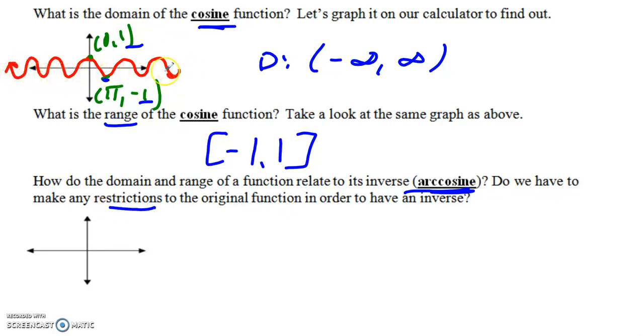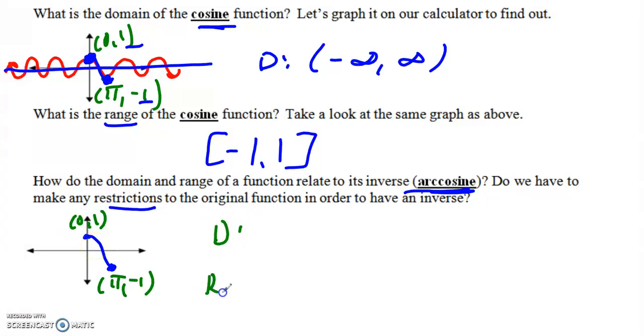Well, does this pass the vertical line test? No, it does not. So mathematicians, again, artificially decided to restrict the cosine function from here to here. So if you look at that little blue section from here down, or from 0, 1 to pi comma -1, this piece does pass the horizontal line test.